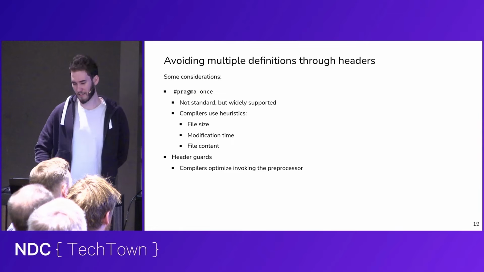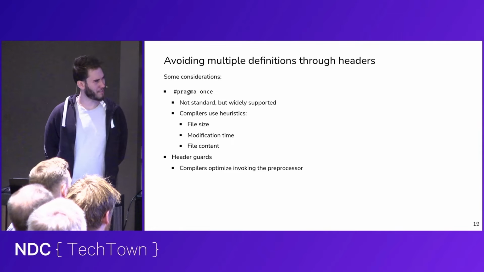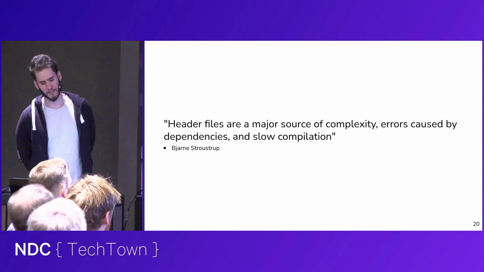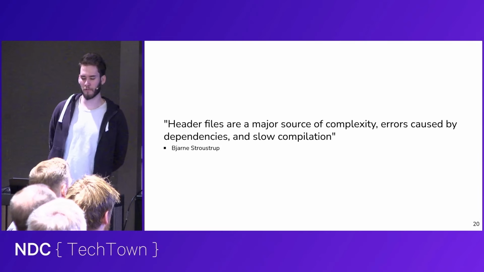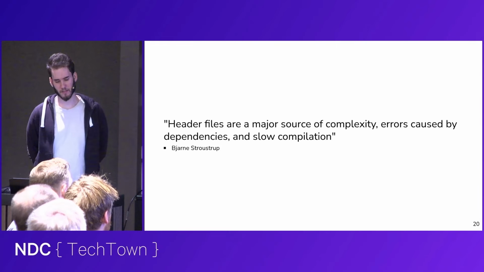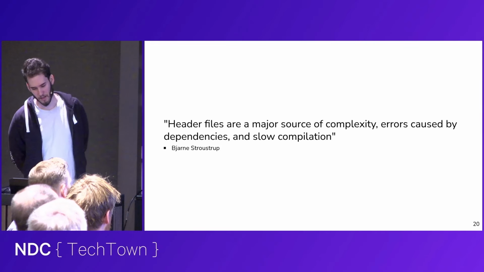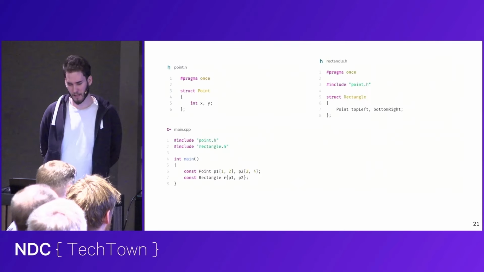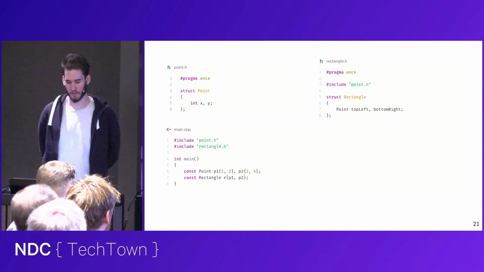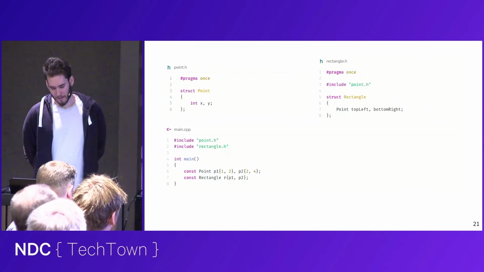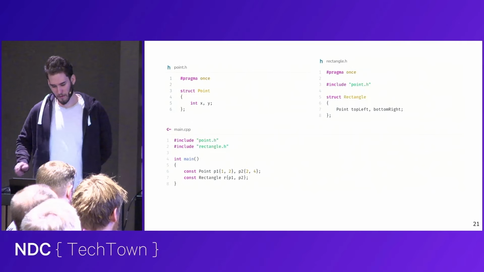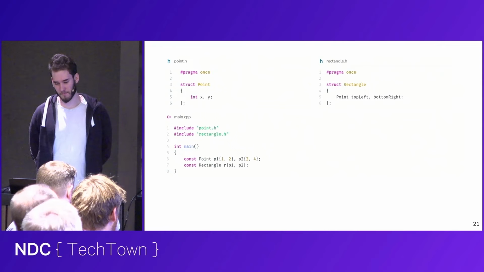So I'm not trying to scare you away from that, but it is still a problem because, to quote Bjarne again, header files are a major source of complexity, errors caused by dependencies, and slow compilation. Why is that? We can try to take a small look at that. Coming back to our example with the point and the rectangle. This is a very interesting situation, because if we try to remove this include for the point, what will happen?